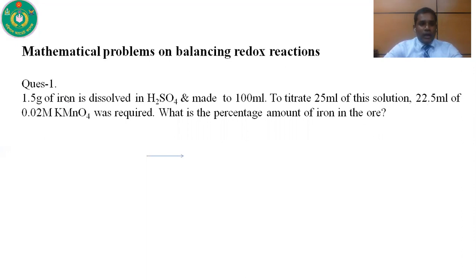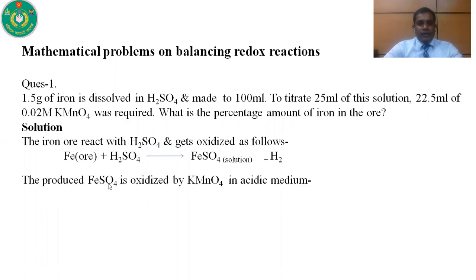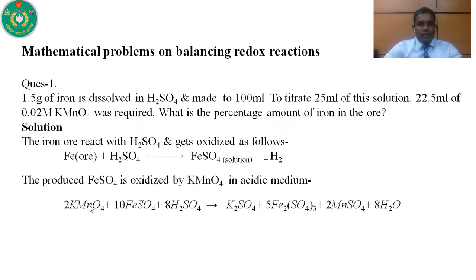At first, iron ore, when dissolved in sulfuric acid, gives ferrous sulfate and hydrogen gas. Now, the produced ferrous sulfate is oxidized by potassium permanganate in acidic medium, that means in sulfuric acid. So the reaction is potassium permanganate, ferrous sulfate, and sulfuric acid. The products are potassium sulfate, ferric sulfate, manganese sulfate, and water.